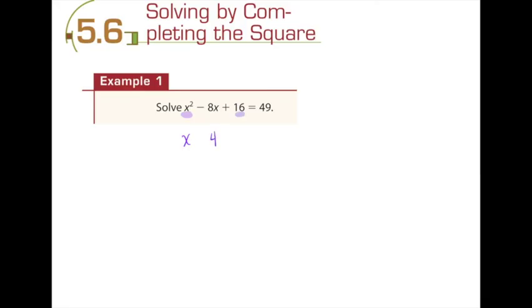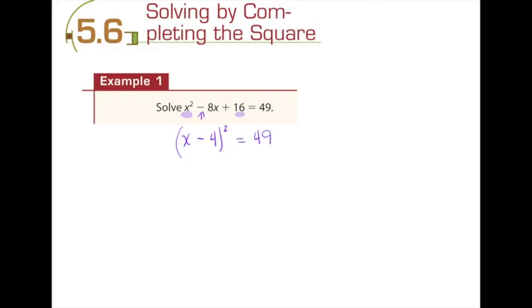All right? And then if I were to take these two, x times 4, 4x, and double it, 8x, do I get the middle one? Yes, I do, which means this is a perfect square trinomial. I'm going to use the sign here. If I were to do x minus 4 and square it, then I would get x squared minus 8x plus 16. All right? And I'm going to set that equal to the 49 over there.